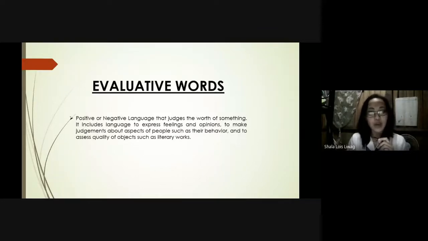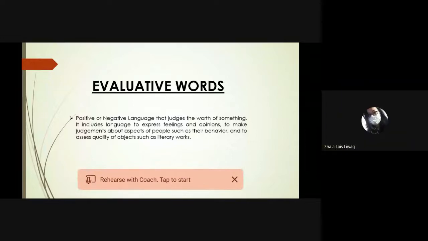It includes language to express feelings and opinions, to make judgments about aspects of people such as their behavior, and to assess quality of objects such as literary works. Evaluative words are often used by a speaker to convey emotions or feelings he wanted his listeners or readers to feel.